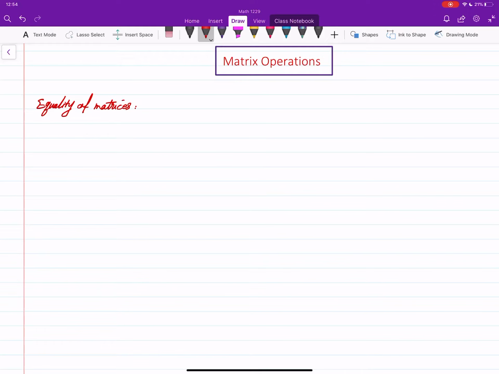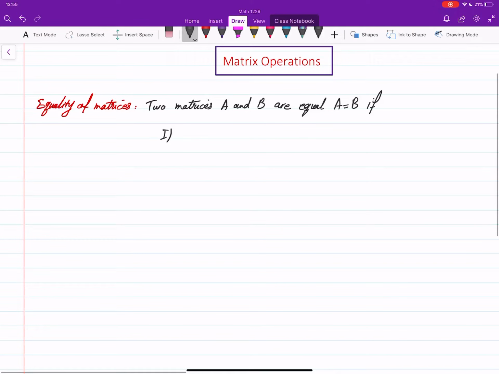When we say two matrices A and B are equal, we denote it by A equal to B. This is very common sense. They are equal if, first of all, they have the same dimensions.